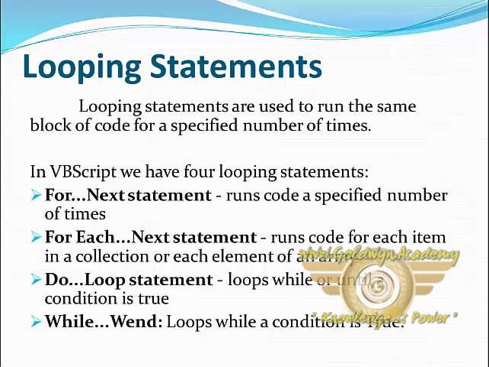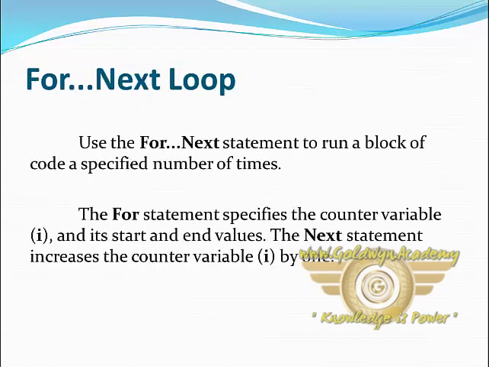Second, the For Each Next statement, which runs code for each item in a collection or each element of an array. Third, the Do Loop statement, which loops while or until a condition is true. Fourth, the While Wend statement, which loops while a condition is true.